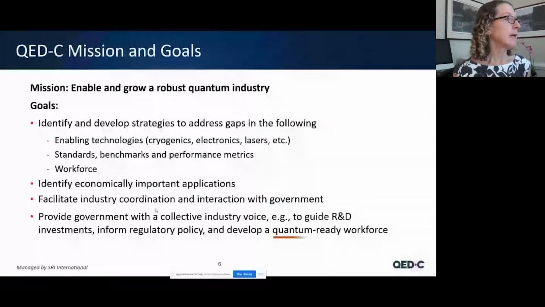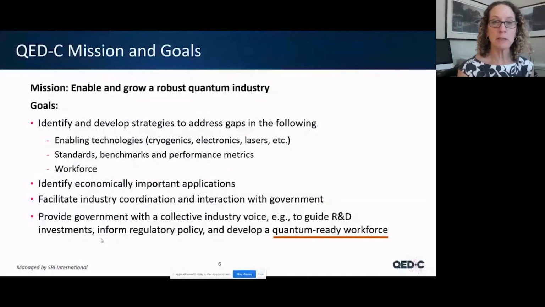And then there's a sort of cross-cutting need for workforce, and I'll focus a little bit on that today. In fact, one of our goals or purposes is to interact with the government, which has a strong interest in developing a good workforce pipeline. And so our group, which has strong representation from industry, can collectively identify what workforce needs they have and communicate that back to the educators and to the government that's funding education programs.